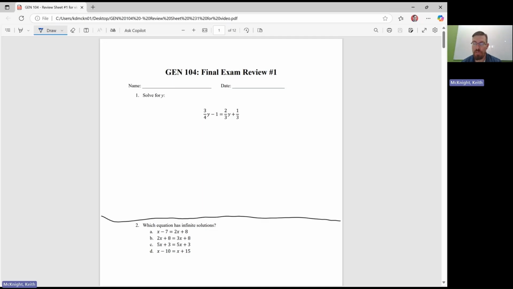So if you want to follow along with the exact sheet I'm using, you'll want to use the PDF that says review number 1 for video and not the printable version. But it's the same questions on both. I've just edited the formatting a little bit to make it easier to work things out. So we'll jump in here. I'm going to go through in pretty good detail every question, and I hope it helps.